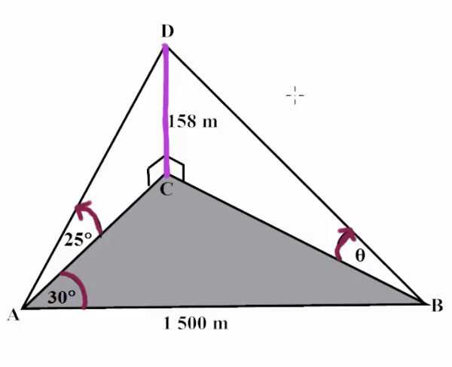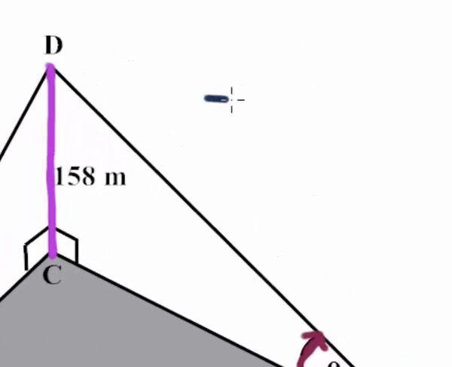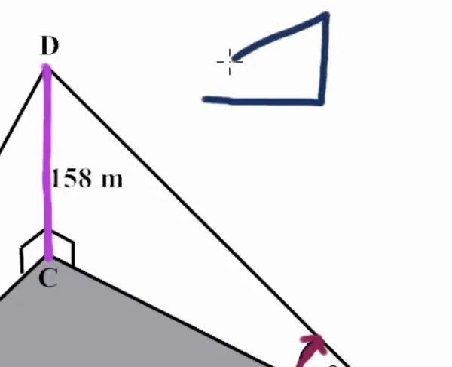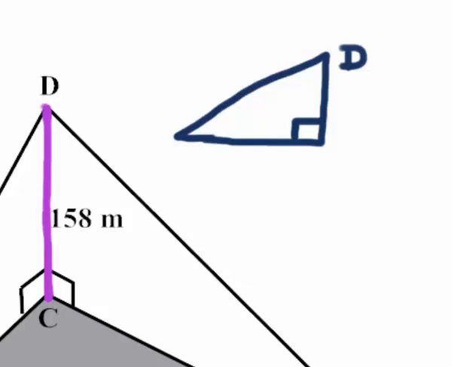Let's just draw this quickly. If I look at that vertical triangle there, just have a look at this. Okay, there's a 90-degree triangle. The top of the tower is D, and the bottom is C. So the tower is 158 meters.